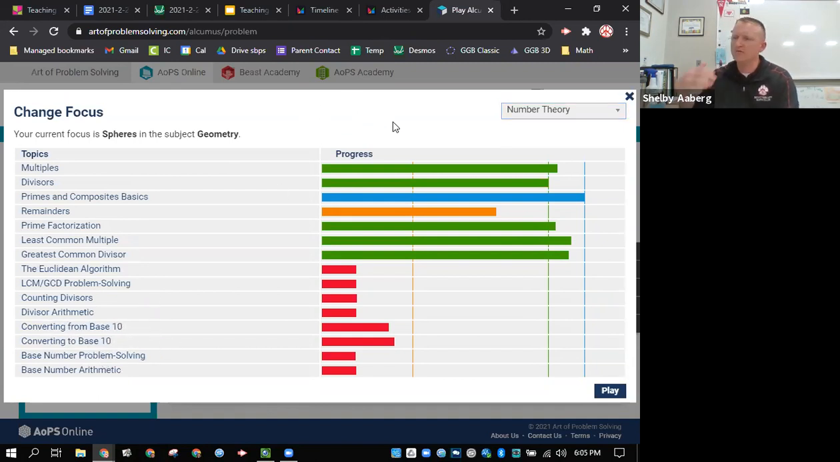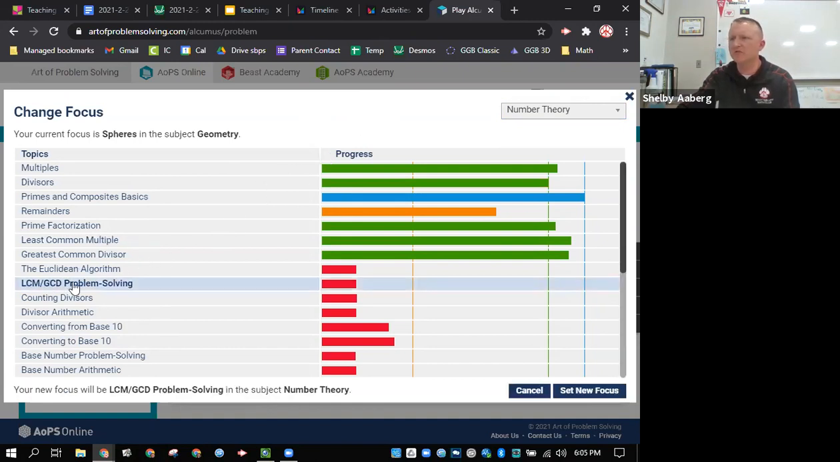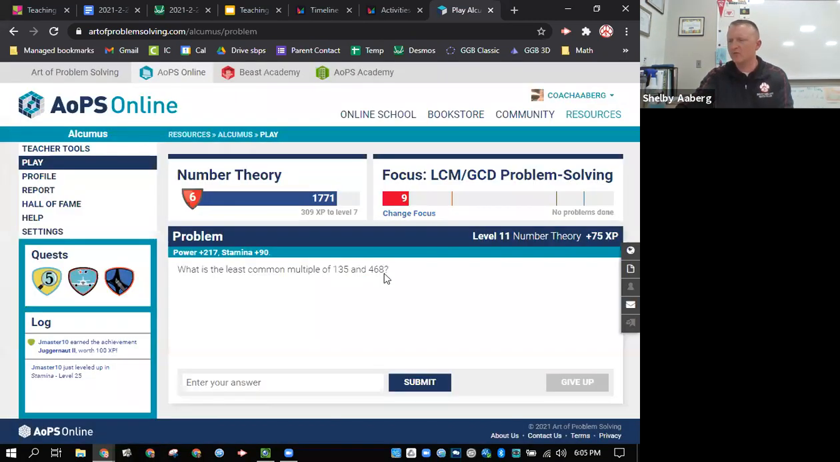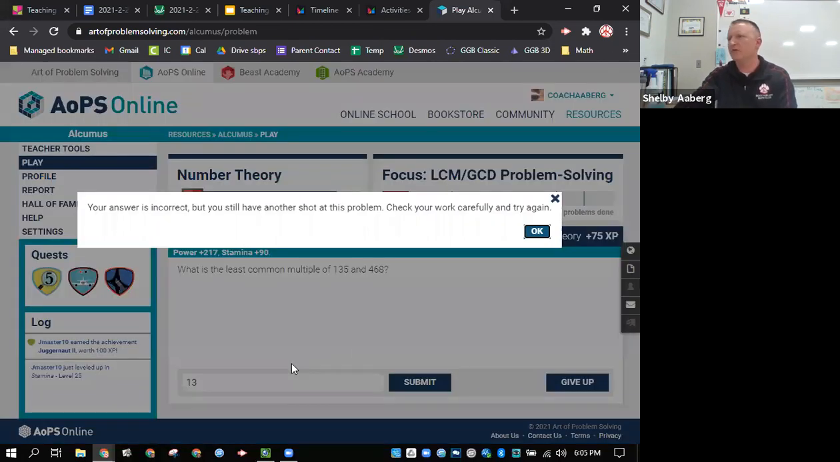So if you're looking for a resource to allow your kids to kind of play and explore, let's go to LCM and GCD problem solving. So if you haven't used this before, what's the common multiple of 135 and 468? We could decompose that. I'm gonna guess 13. I'm gonna get it wrong.